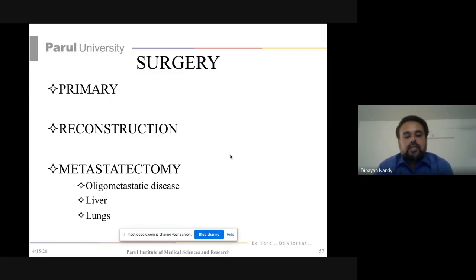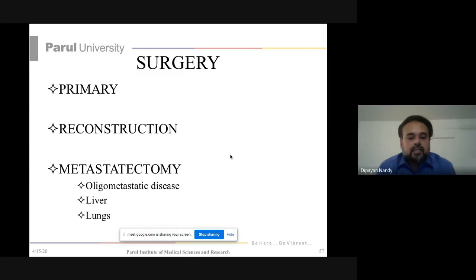And next comes the metastatectomy. Traditionally, it was always said a stage 4 or a metastatic disease is incurable and they should not be subjected to surgeries, and they should be allowed to die in peace. But with good chemotherapies, good targeted therapies, we are able to control the disease in such a manner that sometimes what we are left with after chemotherapy is a very limited metastatic disease, which is also called oligometastatic disease.